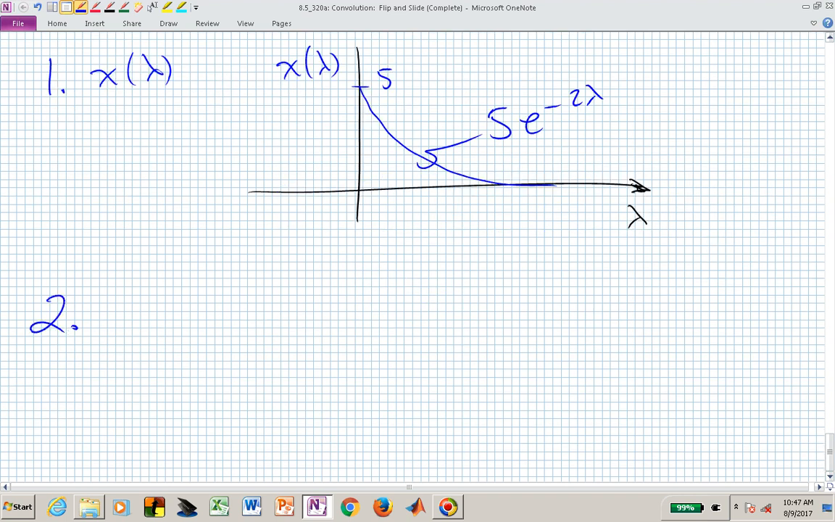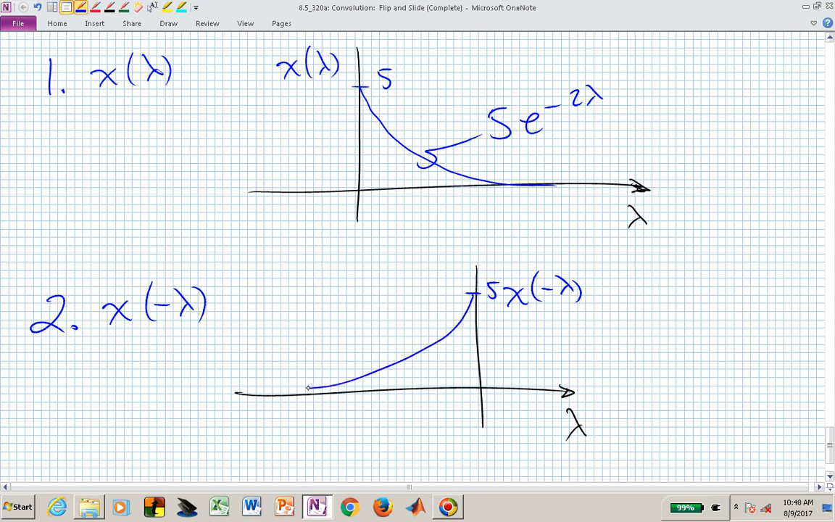Step number 2 is where we flip x of lambda around the vertical axis lambda equal to 0, so for lambda, this is now x of minus lambda. We still start at 5, and now we come down, and this now becomes 5.